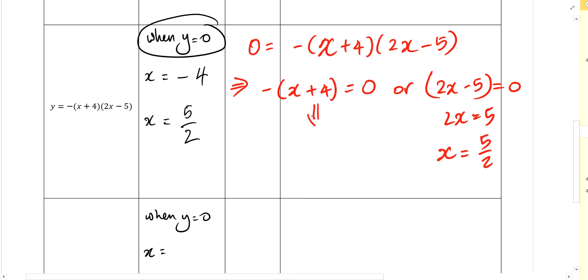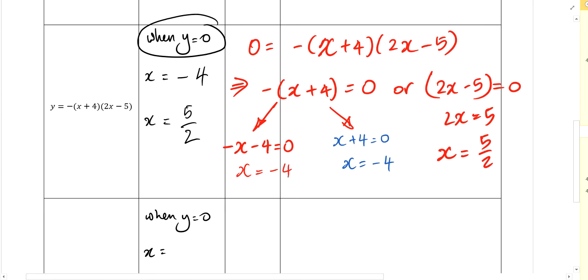Now what about this side? Negative x plus 4 equals 0. There are 2 ways you can look at it. Either you go negative x minus 4 equals 0, or you look at it this way: x plus 4 equals 0 because you divide both sides by negative 1. Regardless of what you choose, you will still have x equals negative 4.